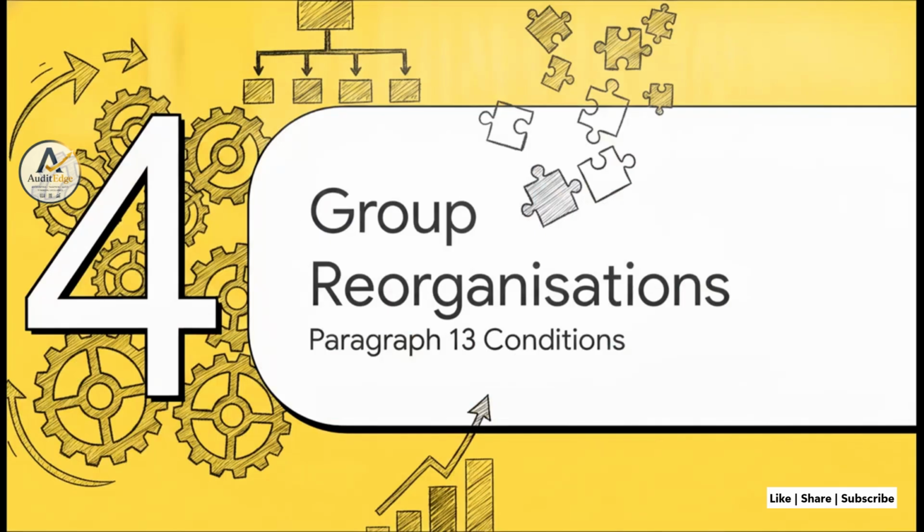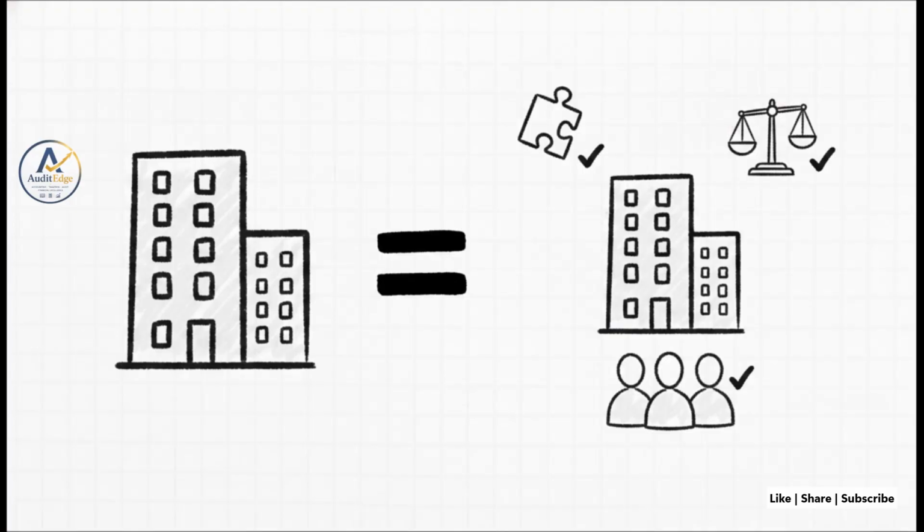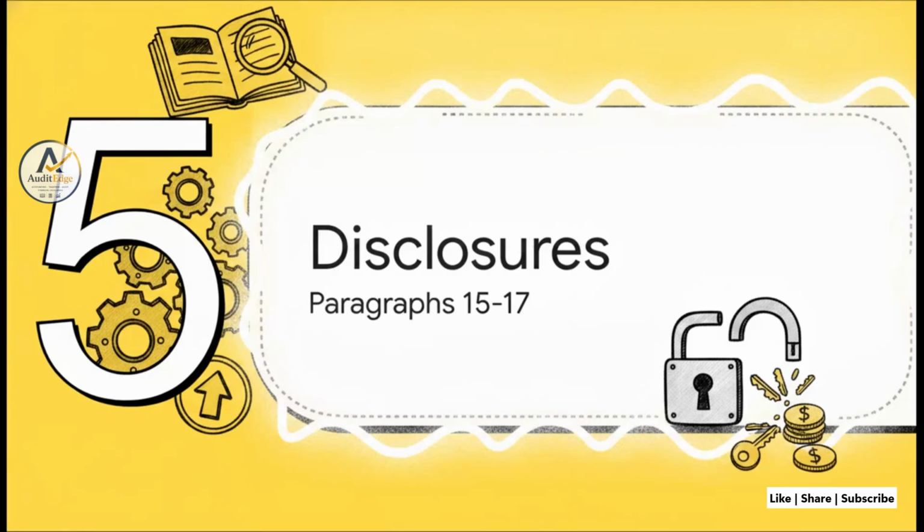Next up is Section 4, Group Reorganizations. Imagine the structure of the group changes. Paragraph 13 gives us 3 strict conditions for a new parent company. Condition 1, the new parent gets control by exchanging its equity for the original parent's equity. Condition 2, the actual assets and liabilities of the group do not change at all. Condition 3, the owner's interests stay exactly the same. If all 3 are true, and the new parent uses the cost method, they simply measure their cost at the carrying amount of the original parent's equity share. Simple and straightforward.